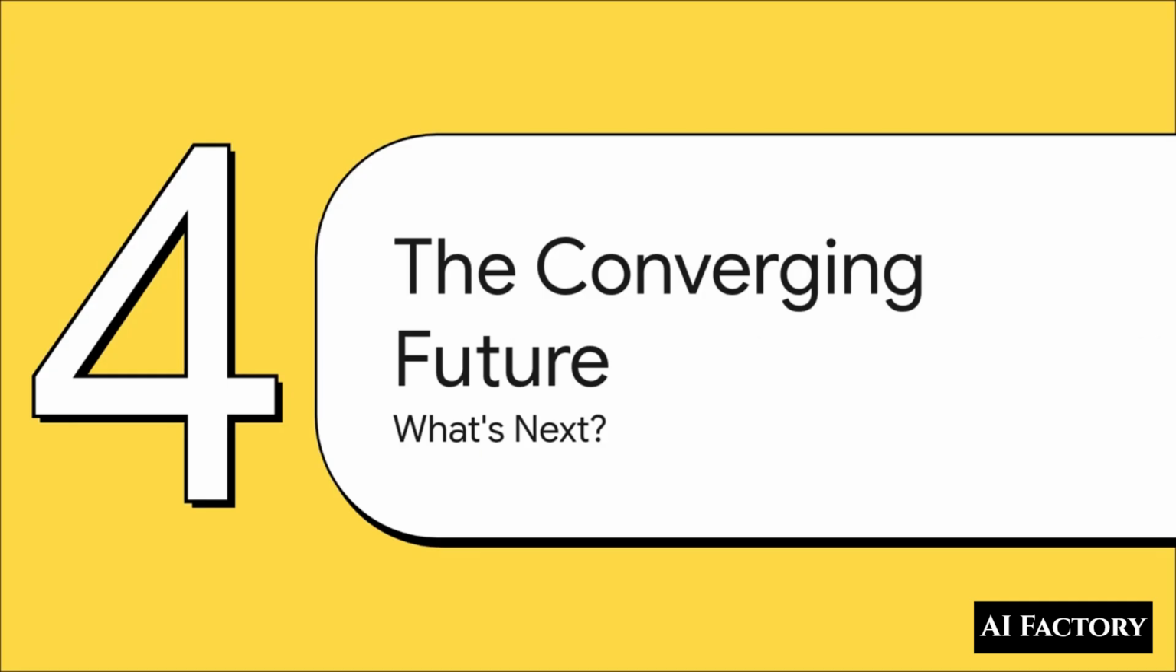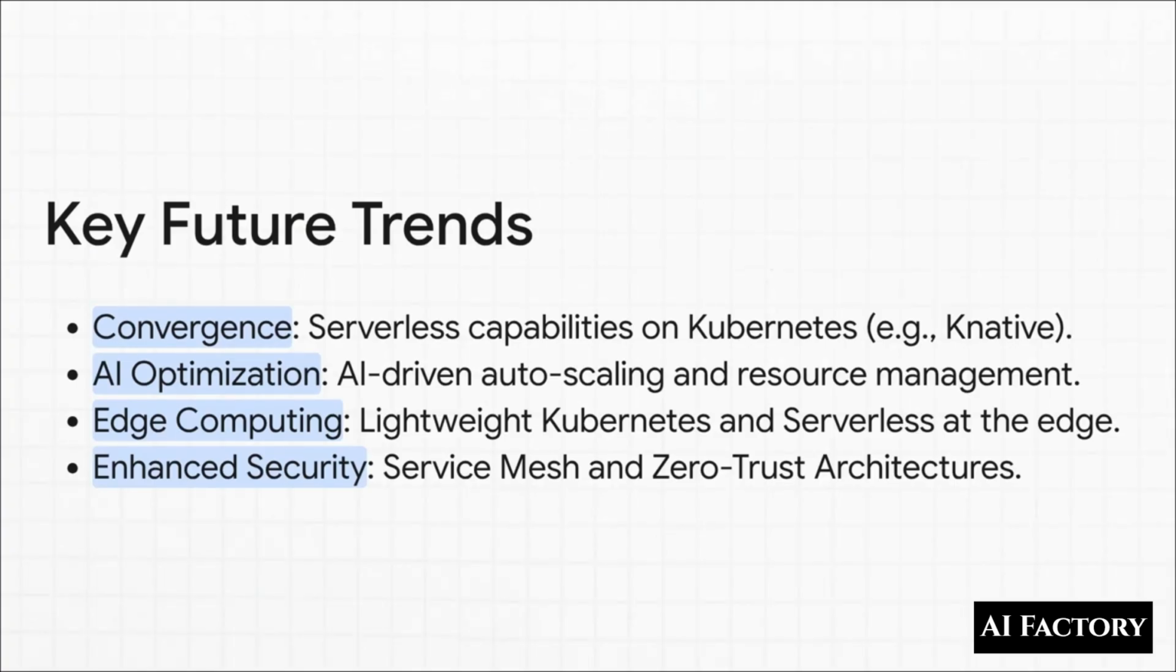So the big question is, if every solution just creates a new problem, where is all this headed? What's next? And that brings us to our final section, the converging future. Okay, so a few really interesting trends are popping up because of this tension. The first, and maybe the biggest, is convergence. We're seeing projects like Knative that are trying to give you the best of both worlds, that serverless-style ease of use, but running on top of Kubernetes so you still have the control.